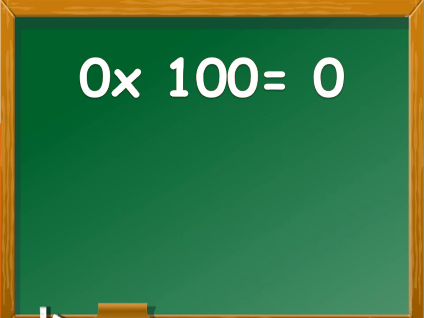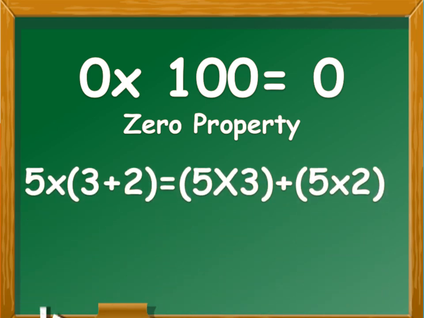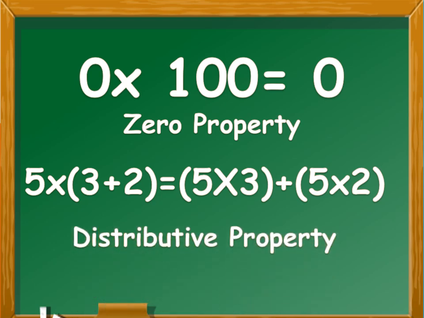0 times 100 is equal to 0. What property is being shown? Very good. It shows a zero property of multiplication. How about the next one? 5 times 3 plus 2 is just the same as 5 times 3 plus 5 times 2. Very good. It shows distributive property of multiplication.